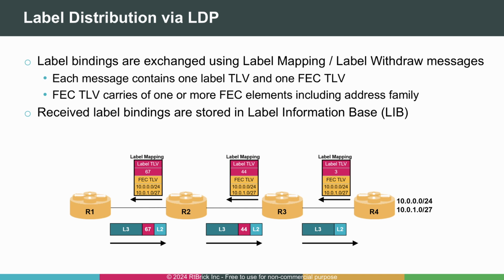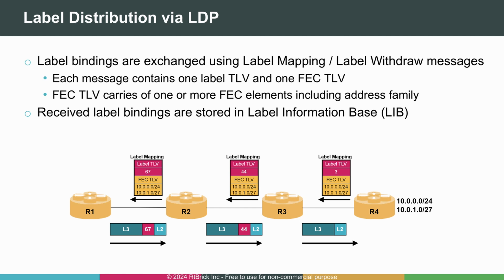In the figure below, we have an example scenario with 4 LSRs in sequence. R4 is the downstream router for 2 IPv4 prefixes. It sends a label mapping message to its upstream neighbor R3 including the FEC TLV with 2 FEC elements and a label TLV. R3 stores this information in its label information base and sends a label mapping to its upstream LSR, R2. Similarly, R2 sends a label mapping message to R1. Labels are allocated independently by each LSR from its local label space and are usually not identical.